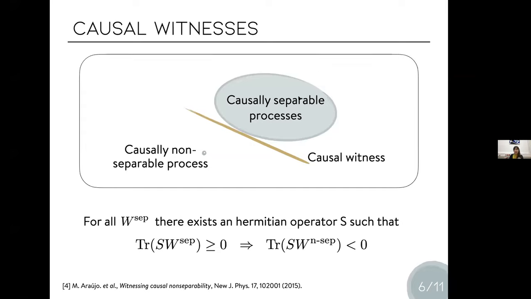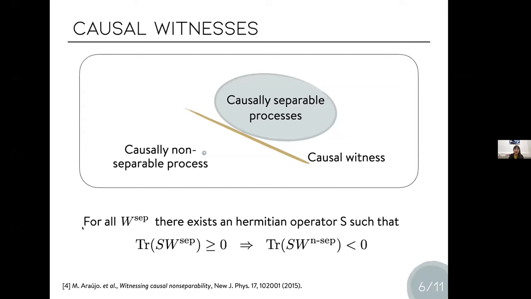So if I have a closed convex set, according to the hyperplane theorem, it is always possible to find, given a closed convex set and a point outside the set, a hyperplane that separates the point from the closed convex set. So if this closed convex set is the set of the causally separable processes, by definition, a causally non-separable process is going to be a point outside this set. And the hyperplane separating the two is a causal witness.